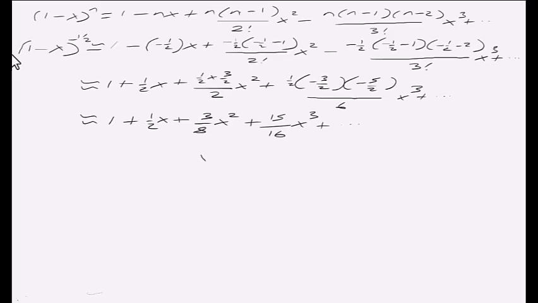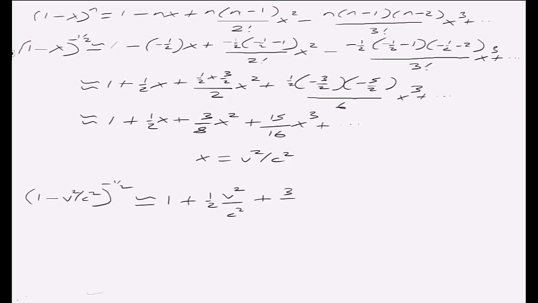And remember that x is equal to v squared over c squared, and so 1 minus v squared over c squared, to the minus a half, is approximately equal to 1 plus a half of v squared over c squared plus 3 over 8 of v squared over c squared all squared plus 5 over 16 of v squared over c squared all cubed.